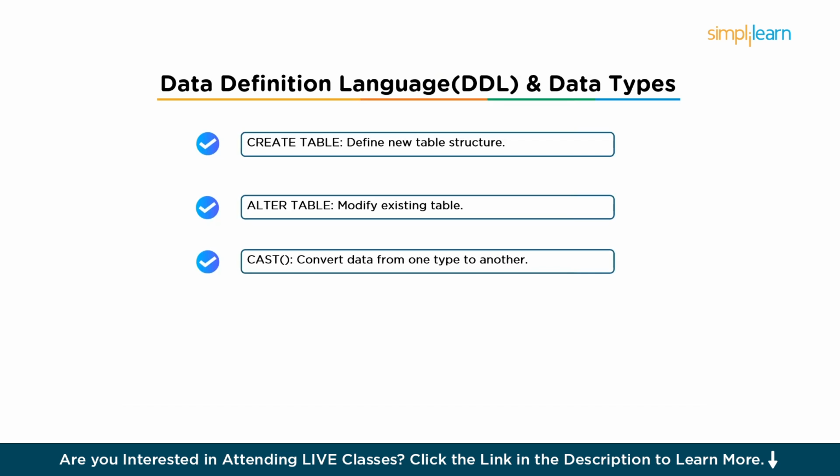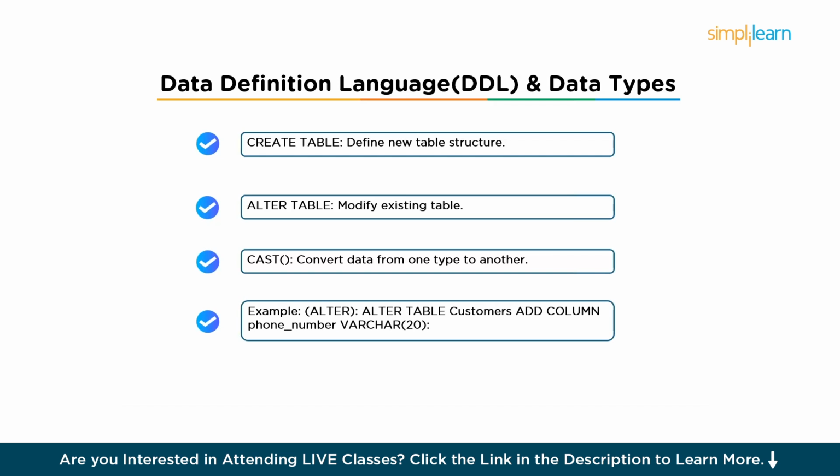Finally, we have the cast function. While technically a function rather than a DDL command, it is often used in conjunction with data transformation. It allows you to explicitly convert a value from one data type to another. For example, converting a string that represents a number into an actual numeric type so you can perform mathematical operations on it, or formatting the data into specific string representations for reporting or display purposes. Understanding DDL and data types is fundamental for designing and maintaining robust database schemas.